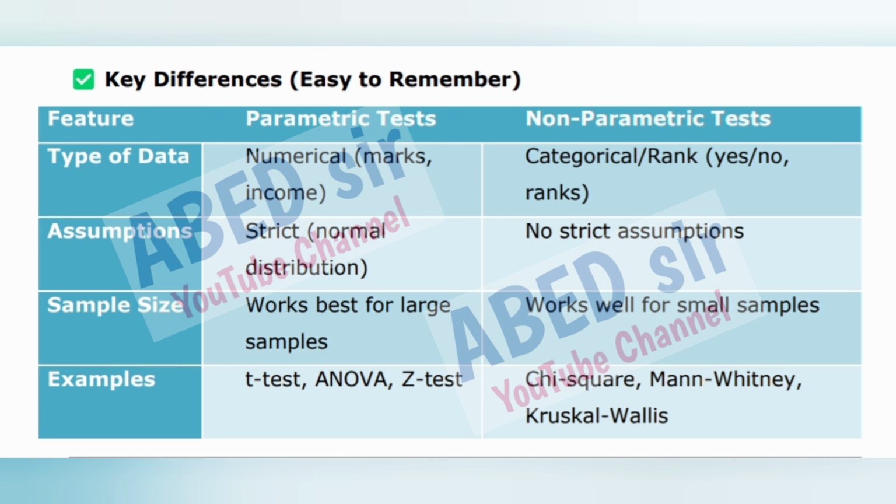Key differences, easy to remember. Feature: parametric tests, non-parametric tests. Type of data: numerical, marks, income; categorical, yes-no, ranks. Assumptions: strict, normal distribution; no strict assumptions. Sample size: works best for large samples; works well for small samples. Examples: t-test, ANOVA, z-test; Chi-square, Mann-Whitney, Kruskal-Wallis.